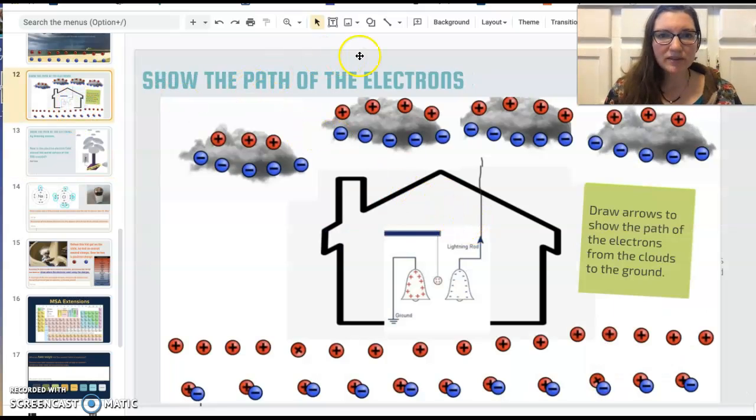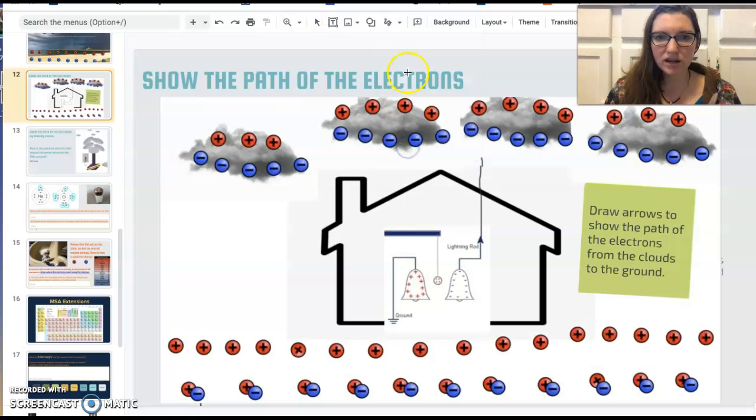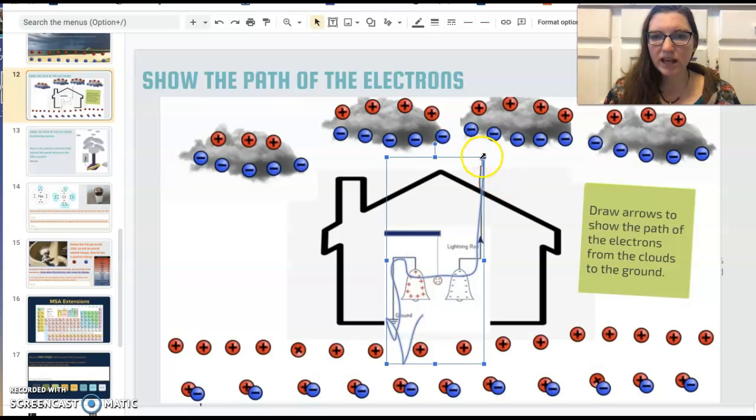So show the path of the electrons. I'm going to grab my squiggle tool here, and I'm going to draw it, and then I'm going to make it more visible. So the electrons come from the clouds up here. They go through the lightning rod because that's a good conductor. Basically, they're following the path of the conductor. So they go through this first bell. That ball is attracted and grabs them and brings them over to this bell. And then they go through the wire and down into the ground.